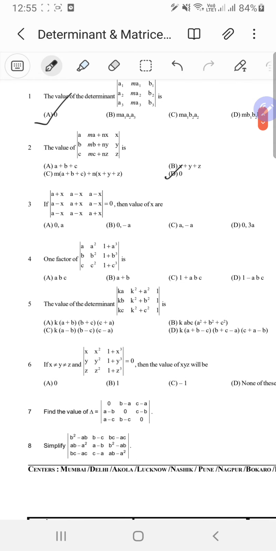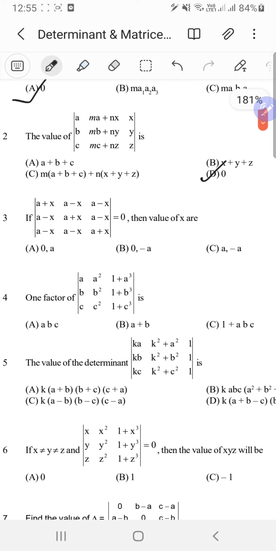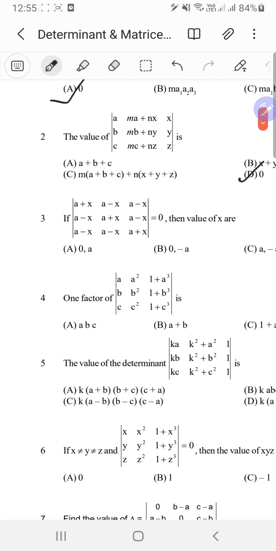If this thing is 0, then the value of x is. Okay, so when is this 0? That's what they're asking. a plus x, a plus x, a minus x, a minus x, a minus x. So that's nice. Then the value of x. How can you do this if this determinant is 0?